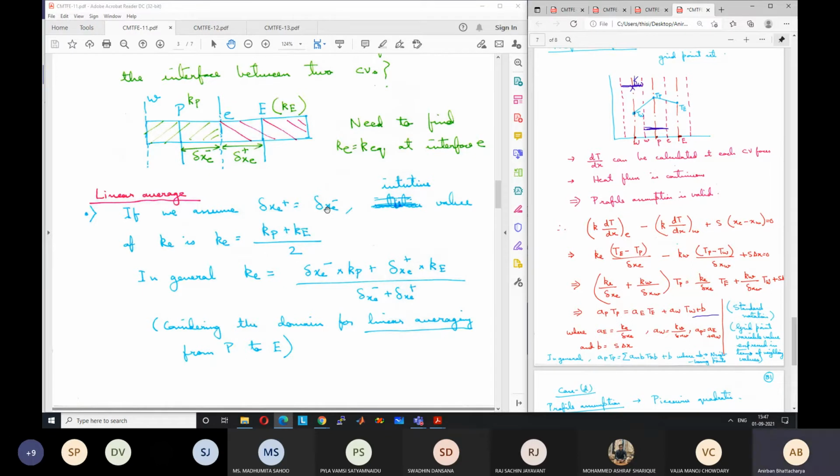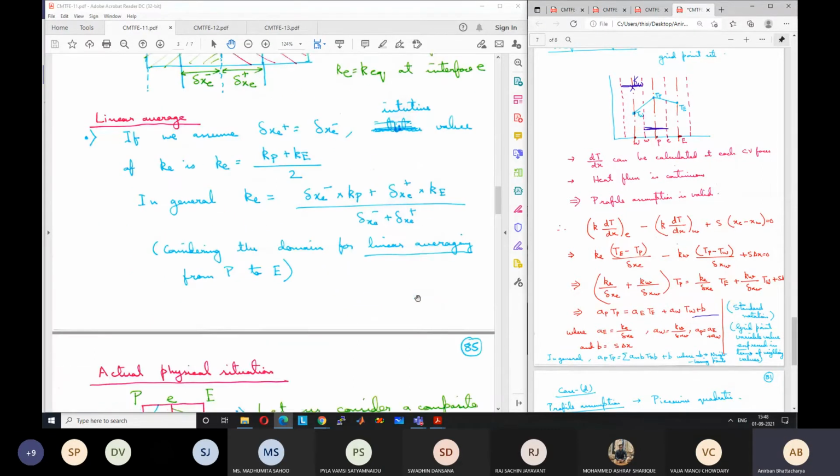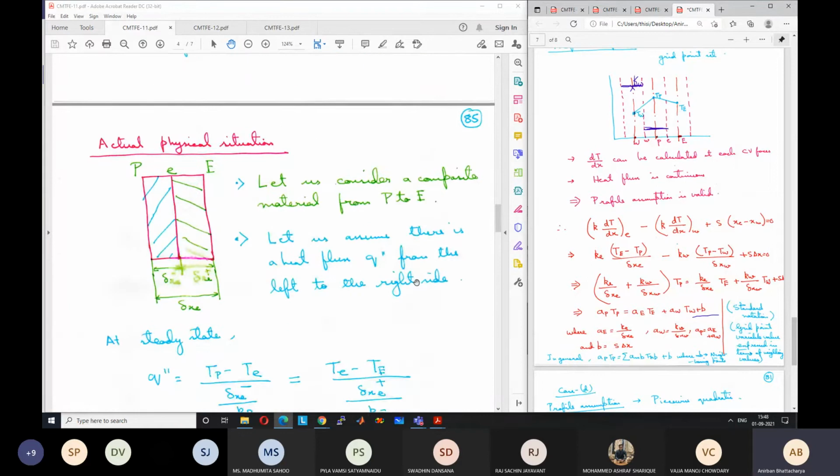Or in general, if it is not at the center, if delta xe plus and delta xe minus are not equal, then also it seems like we can take just the linear average, linear mean. Delta xe minus into kp plus delta xe plus into ke by delta xe minus plus delta xe plus. This reduces to the upper value when delta xe minus is equal to delta xe plus. So linear averaging. So it looks like this should be the correct choice. But let us see whether it is correct or not.